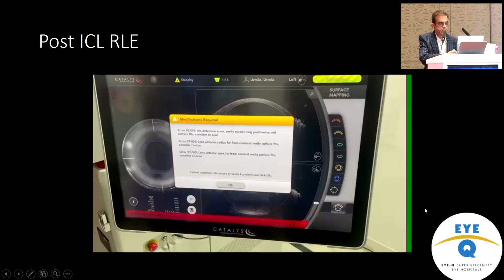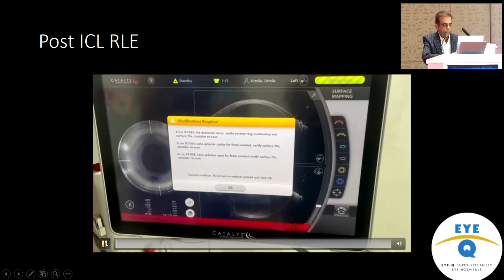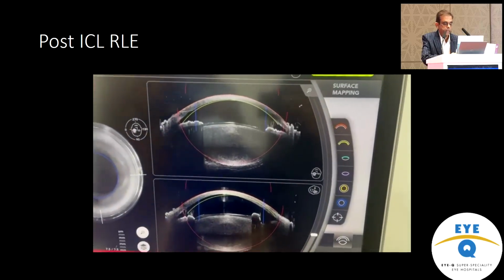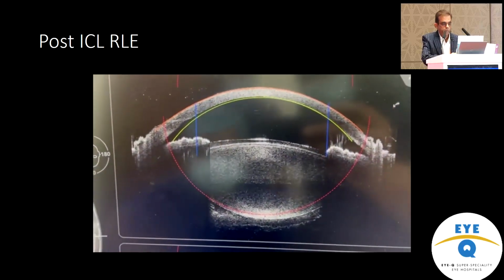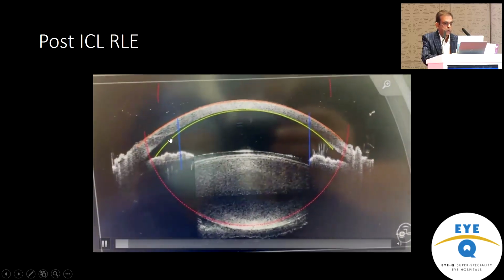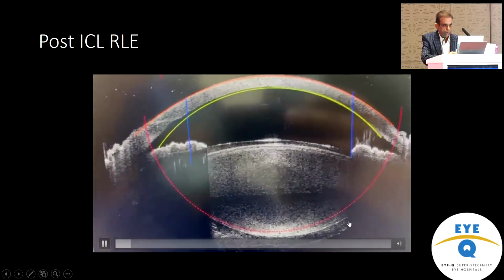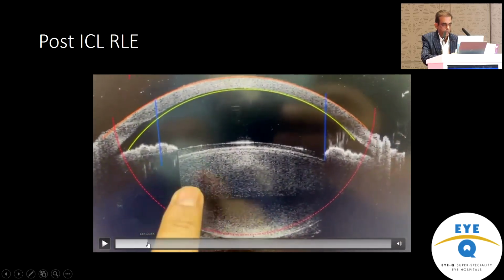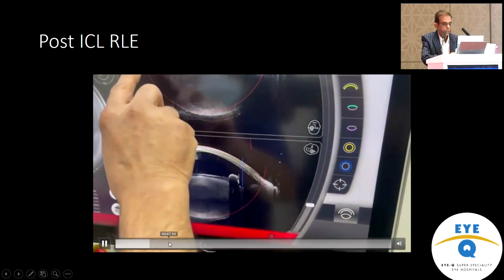Now this is something very interesting. This is post ICL refractive lens exchange, because most of the patients now got the ICL done. We tried this with the femto, and we saw the surface mapping, we could get the anterior surface, but the posterior and even all this was not there. So we need to do it manually, which can be done in a Catalyst. And here we are doing the things manually.